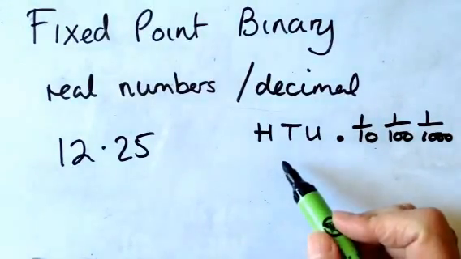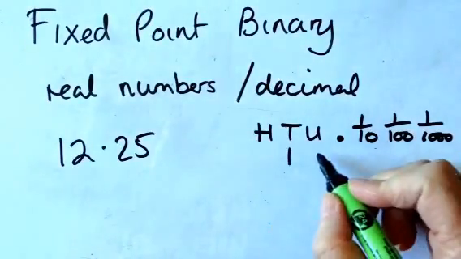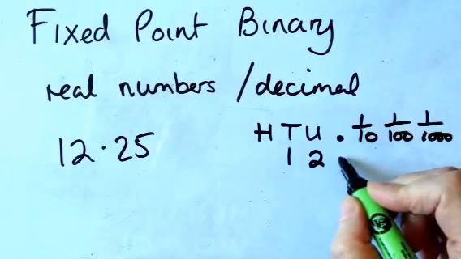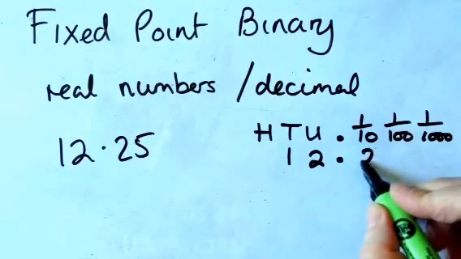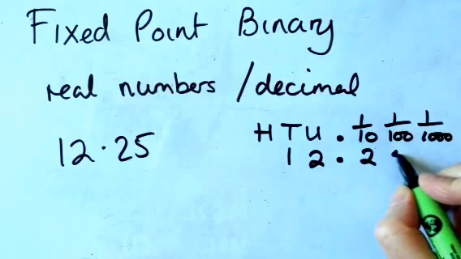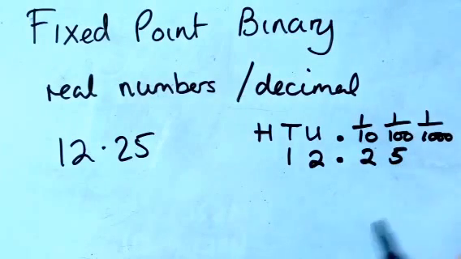So what would we do? Well, 12.25, I've got 1 ten. I've got 2 units or 2 ones, which makes my 12. Then I've got 2 tenths, and then I've got 5 hundredths. 12.25. So really easy, and everyone can see where that comes from.